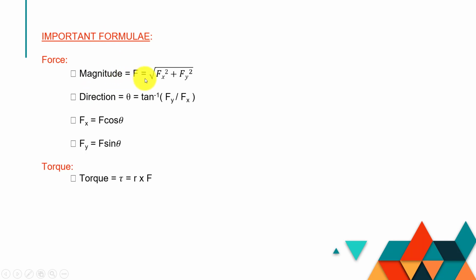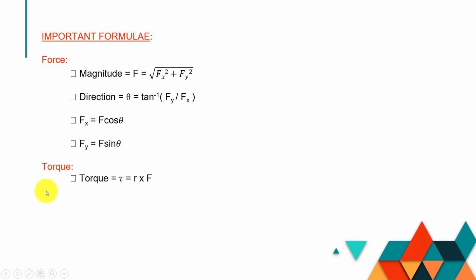Magnitude can be calculated by this formula, F is equal to the square root of Fx square plus Fy square. And the direction can be calculated from this formula, theta is equal to tan inverse Fy divided by Fx. Next, if we want to calculate the magnitude of the mutually perpendicular components, then we can use these two formulas, as we have Fx, which is equal to F cos theta, and Fy, which is equal to F sin theta.